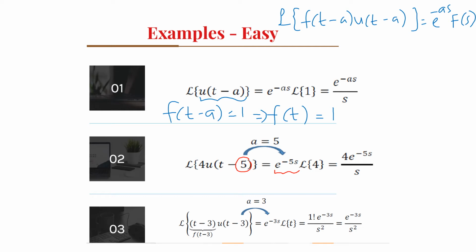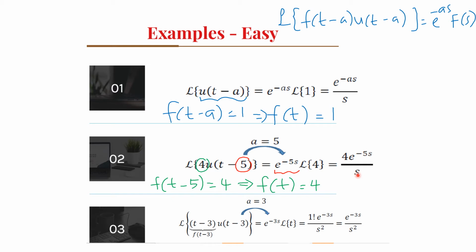Then whatever is in front of u(t-5) in this question is the function f(t-5), and this equals 4. Here we need to do the shifting. f(t-5) equals 4, and 4 is a constant, so when we shift we get the same constant, because there is no variable t in the function. So you don't have to change the function. The Laplace of 4u(t-5) equals e to the minus 5s times Laplace of 4. Laplace of 4 is 4 over s, so the answer is 4e to the power of minus 5s over s.